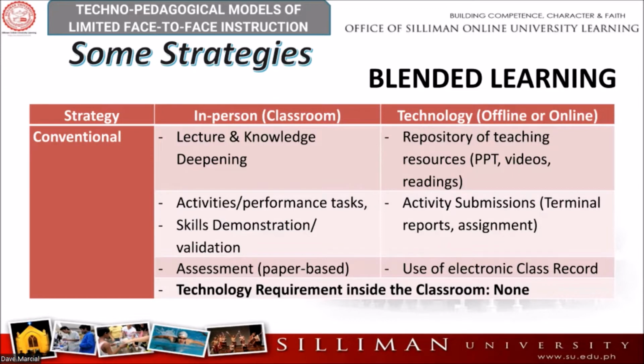Activities, performance tasks, skills validation, and skills demonstration will be done inside the classroom, while the technology component can be used for activity submissions like terminal reports and assignments. The assessment in the conventional blended learning can be done inside the classroom. The role of the technology is using an electronic class record to support the assessment. In the conventional blended learning model, there is no technology required inside the classroom.